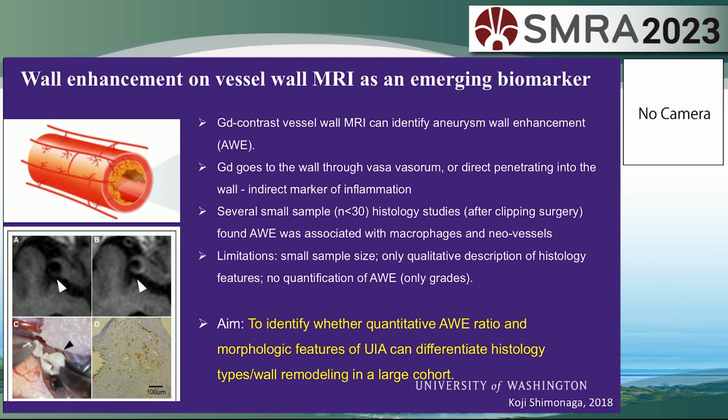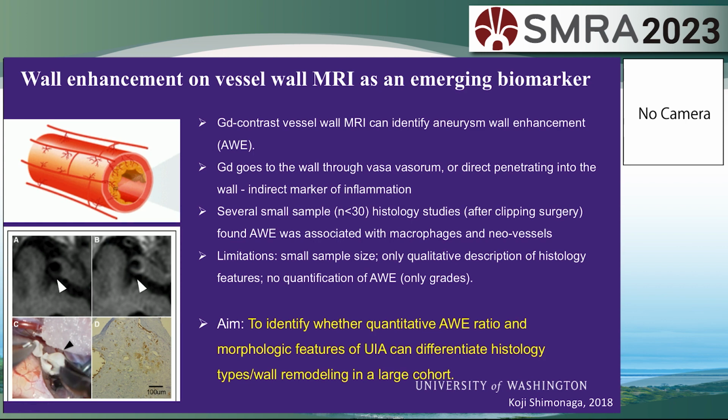Aneurysm wall enhancement is a very promising biomarker, and it can be seen on gadolinium contrast-enhanced vessel wall MRI. As we can see here, in the pre and post contrast, the aneurysm wall is enhanced. It's still not clear why there is an enhancement here. The gadolinium can go to the wall through the vasa vasorum in the adventitia, and possibly it can also penetrate the wall directly from the lumen.